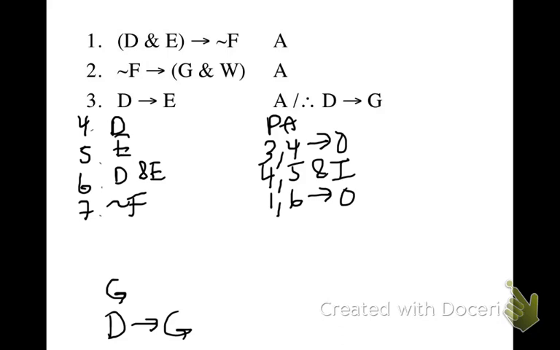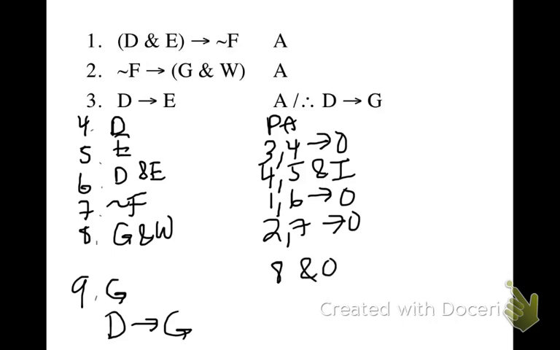And then we can use that not F to get G and W out of line 2 by 2, 7, arrow out. And then we can get G by 8 and out. Then on line 10, we can derive D arrow G by lines 4 through 9, arrow in.